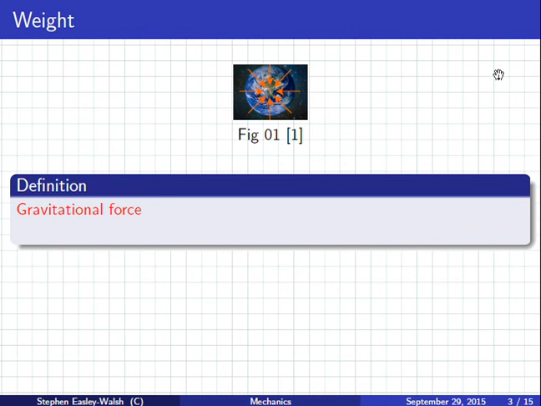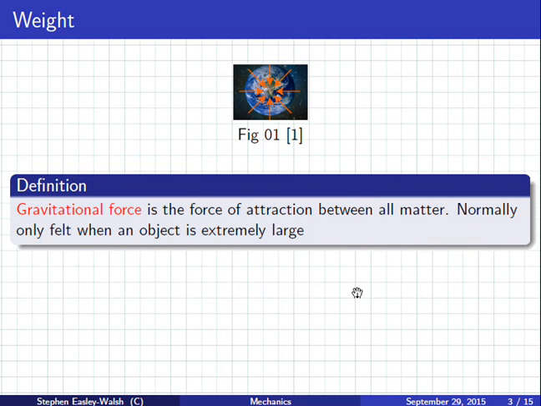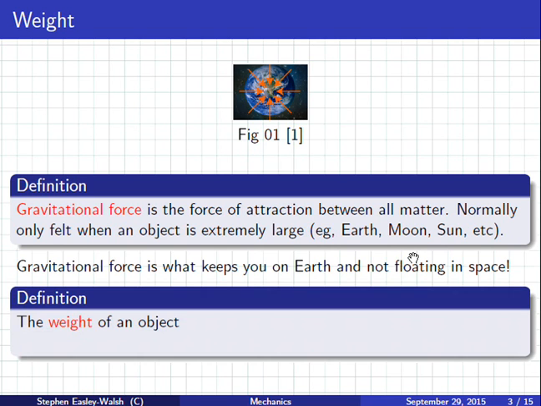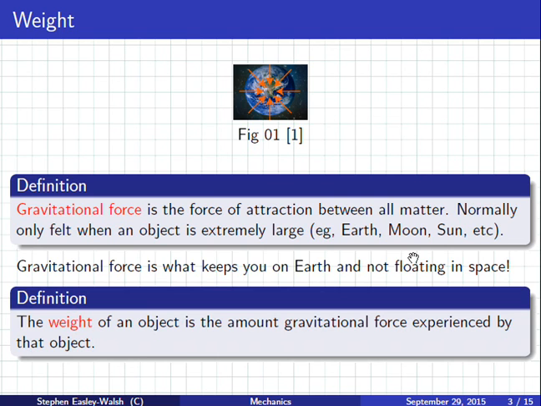Right, so gravitational force, and you can kind of see it in my little picture here. That's the force of attraction between all matter. Normally only felt when the object is really large, Earth, Moon, Sun. So for example, you learned this from elementary school. The Earth is pulling you down. This is the reason why you don't just float in space. And the weight is the amount of gravitational force.